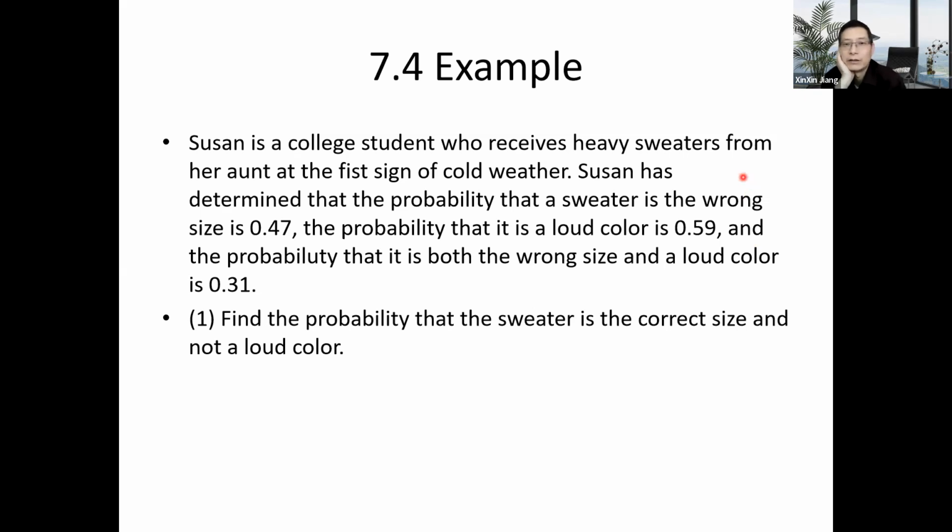Susan is a college student who receives heavy sweaters from her aunt at the first sign of cold weather. She is loved. Susan has determined that the probability that the sweater is the wrong size is 0.47, and the probability that it is a loud color is 0.59. And the probability that it is both the wrong size and a loud color is 31%. Find the probability that the sweater is the correct size and not a loud color.